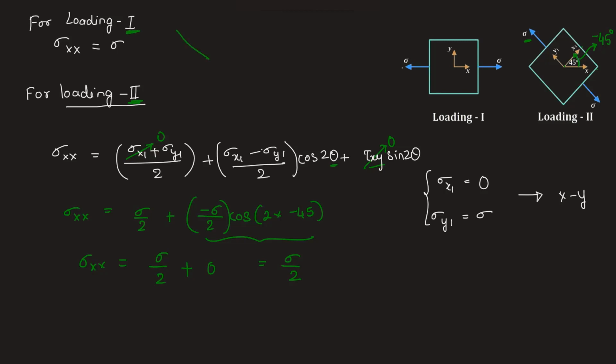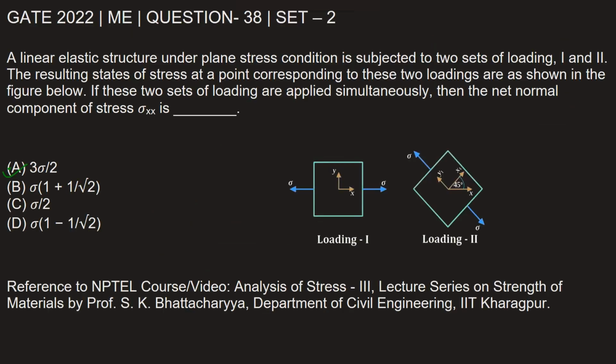If we superimpose the two loadings, because we need to find out sigma xx for combined loading. So we write sigma xx when both loading 1 and 2 act simultaneously on the stress element is given as sigma plus sigma by 2, which is nothing but 2 plus 1, 3 sigma by 2. Let's go back and mark this correct option. Answer is in option A. 3 sigma by 2 is the net normal component of stress sigma xx if the two sets of loading are applied simultaneously.